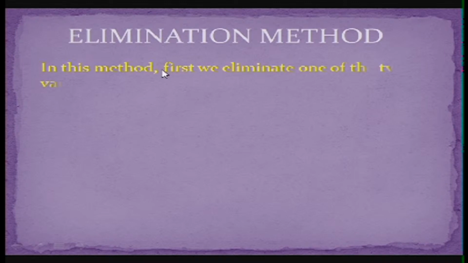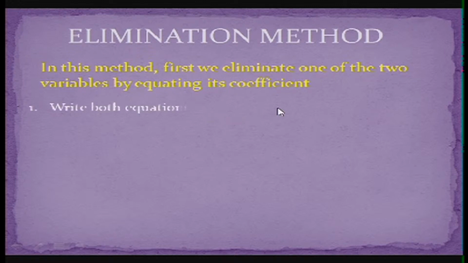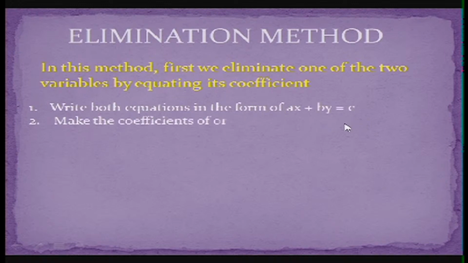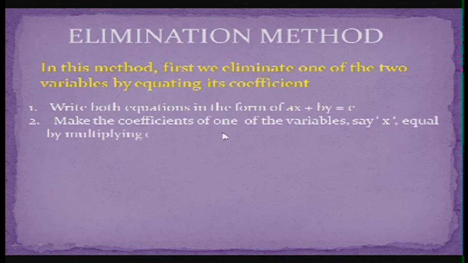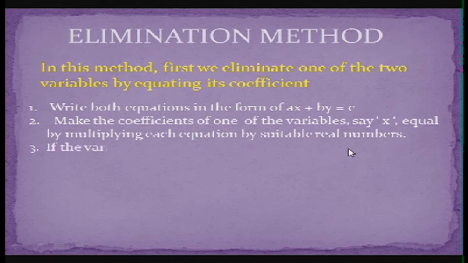Now, let us learn another method in the algebraic method to find the solution, which is called the elimination method. In this method, first we eliminate one of the two variables by equating its coefficient. Write both equations in the form of ax plus by is equal to c. Make the coefficients of one of the variables, say x, equal by multiplying each equation by suitable real numbers.